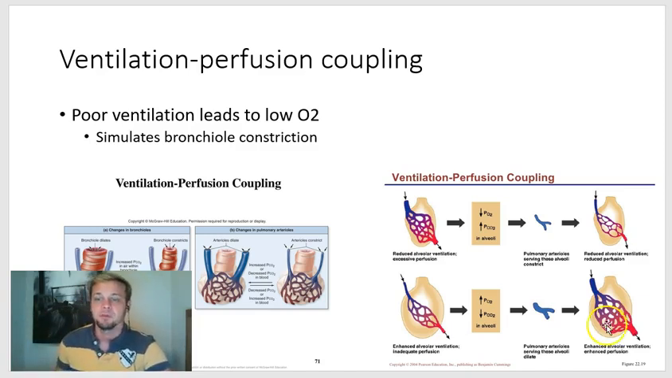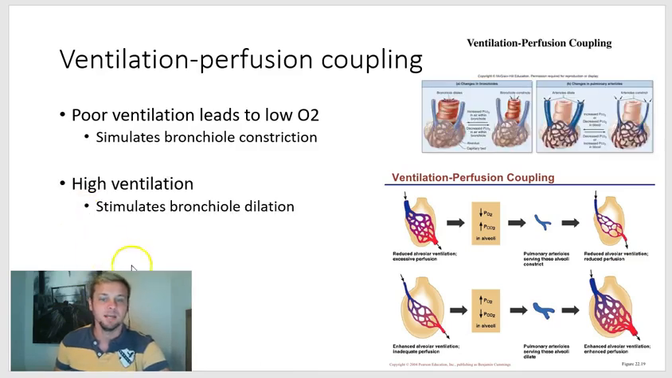And you have the opposite. So if you're having a lot of oxygen going to one region, those bronchioles can dilate, they can open up, and also those blood vessels will dilate and open up. So you have an area that's working really well. You want to use that area so you can get the most blood to it and not to these areas that aren't working very well. So yeah, with high ventilation, you see the dilation of the bronchioles and the dilation of the arterioles as well.